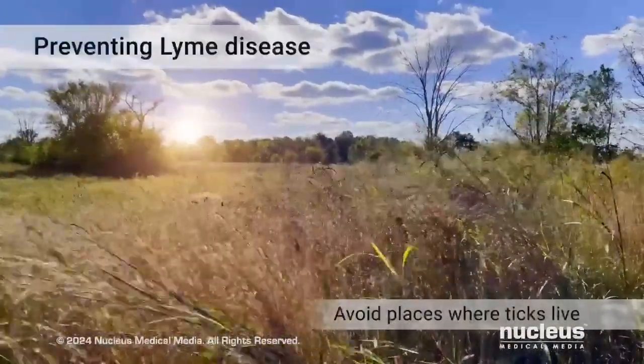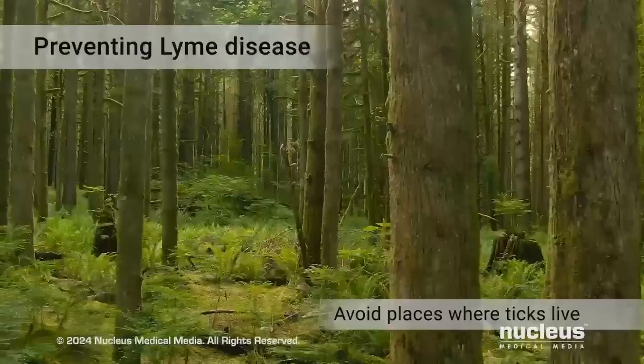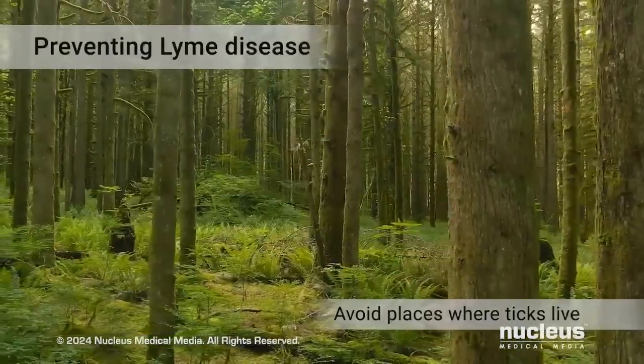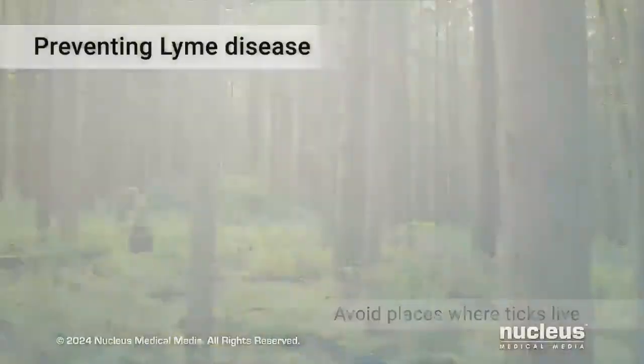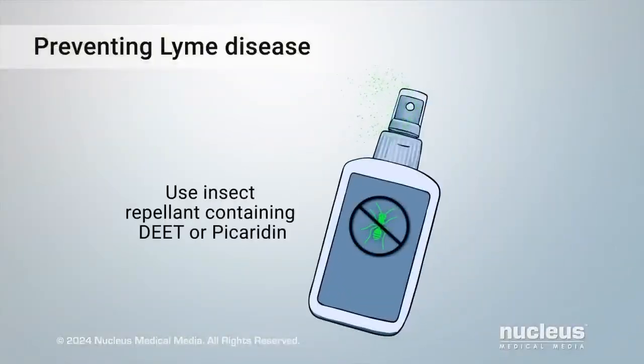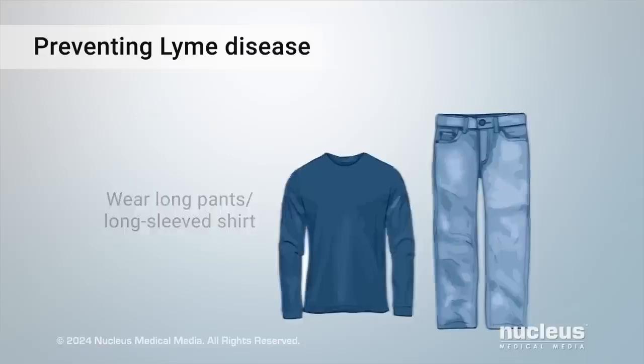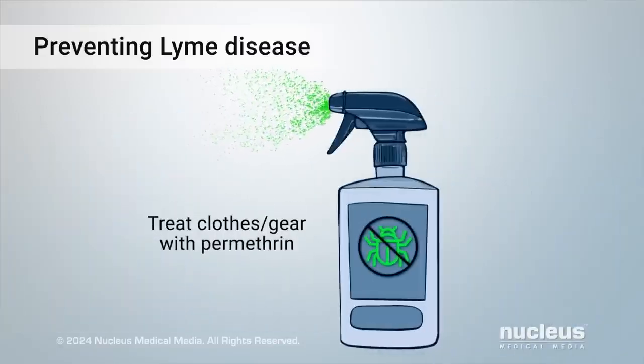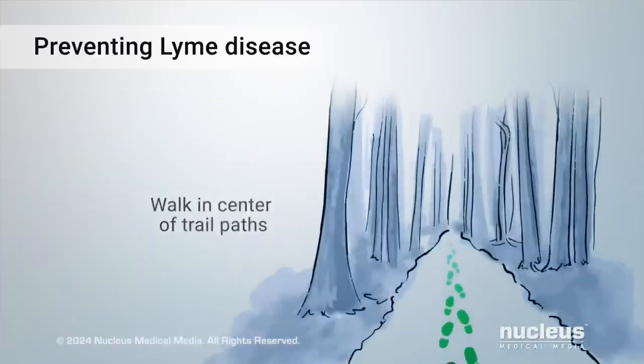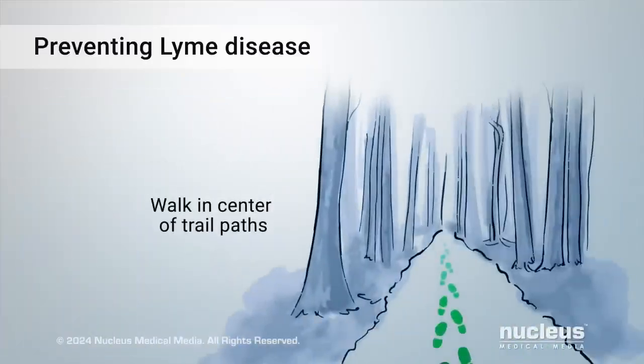One way to prevent Lyme disease is to avoid the places where ticks live. If you do go into these areas, use an insect repellent that contains chemicals such as DEET or picaridin. Wear long pants and a long-sleeved shirt. Treat your clothes and gear with a chemical that kills insects called permethrin. And walk in the center of trail paths to avoid grassy or brushy areas.